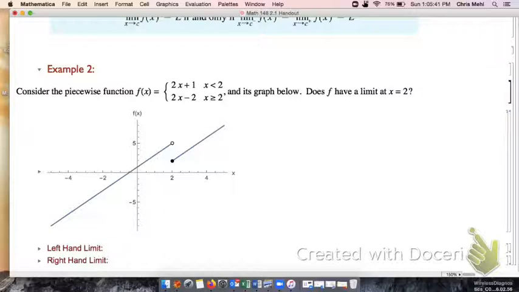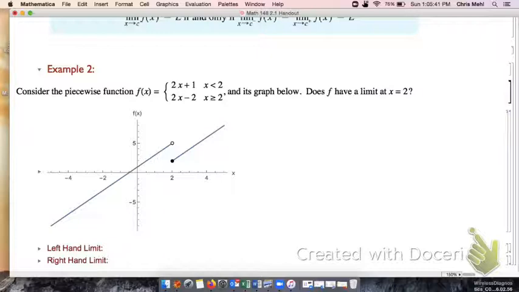So this time in example 2, I'm going to be looking at a piecewise function. Again, you might remember this from pre-calculus. A piecewise function is a function that has two different definitions on different parts of the domain.